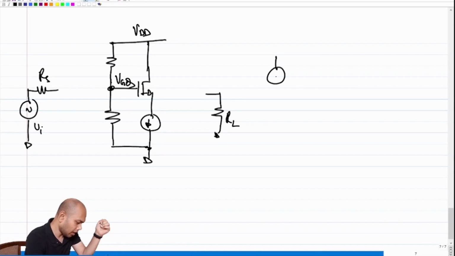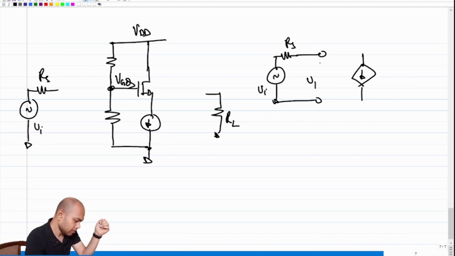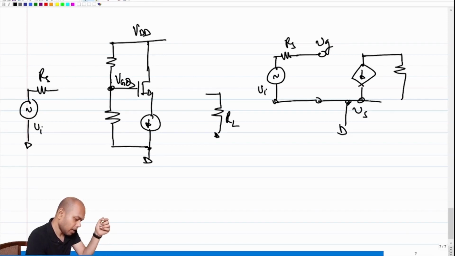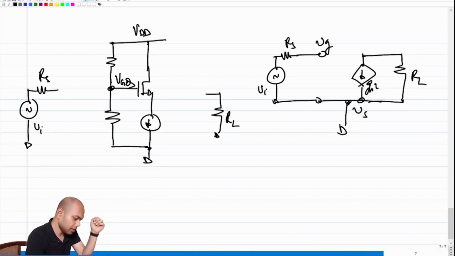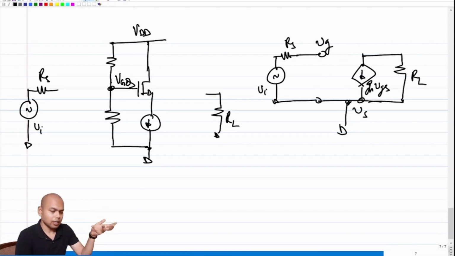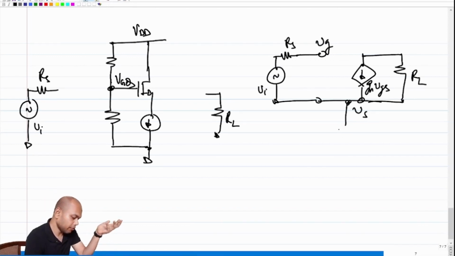The ideal incremental model for a common source amplifier is, this is Vi, this is Rs, this has to be open circuited, this is Vg, this is Vs. Vs is grounded, incrementally grounded, and this output goes into RL. So this is GM VGS. This is the incremental model of a common source amplifier, right?